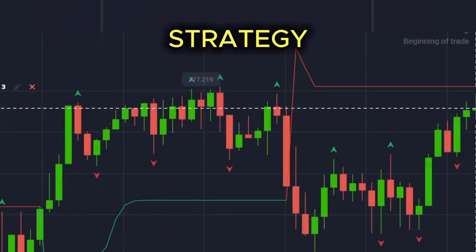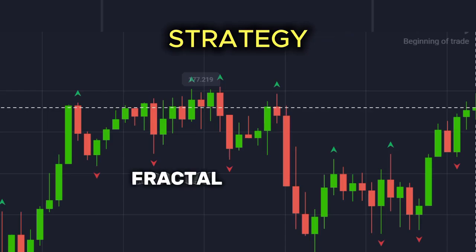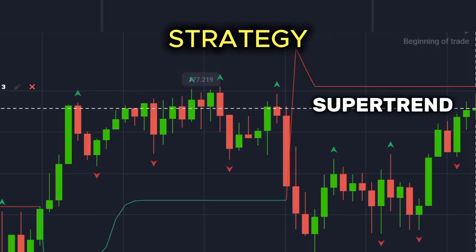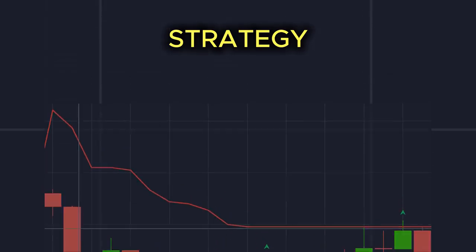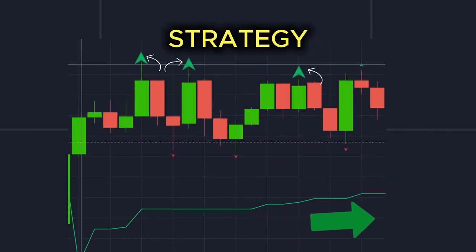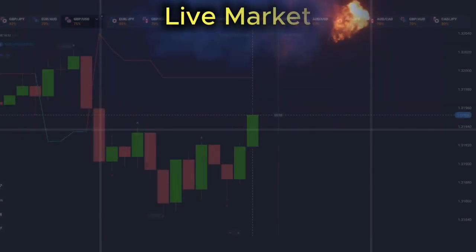On your chart, add both indicators, Fractal and Supertrend. You'll see small arrows for fractals and a colored line from Supertrend. Here's how it works. If the Supertrend shows a downtrend and a down fractal forms, after 2 green candles, the 3rd candle will usually be red. And for the opposite, in an uptrend, when you see a green fractal, after 2 red candles, the 3rd candle is often green.